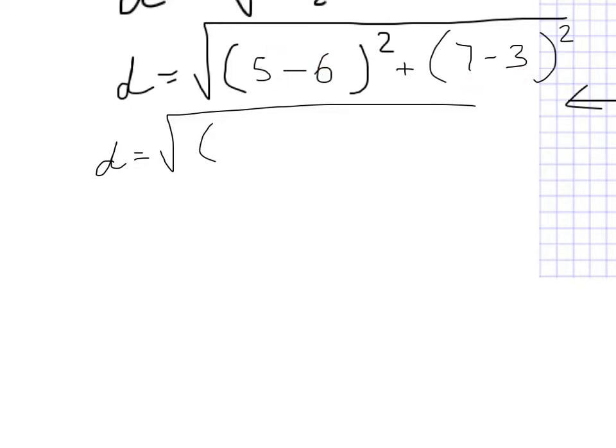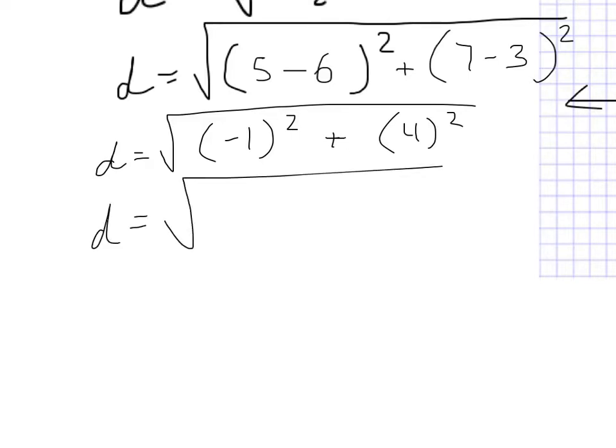5 minus 6 gets you -1, and then we're going to square it later. Plus 7 minus 3 is 4, and we're going to square that. All right, cool. So D equals, let's keep on going. -1 squared is like saying -1 times -1, which is +1, plus 4 squared is 16. So now we have D equals the square root of 1 plus 16, which is 17.